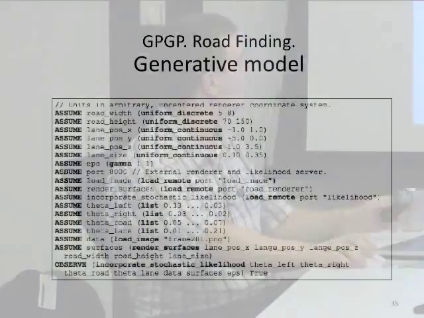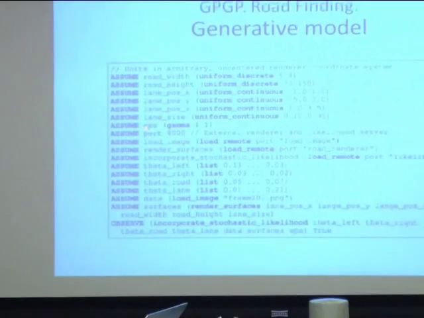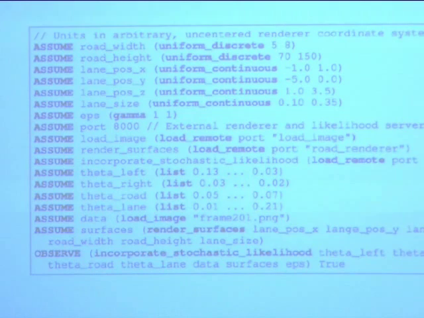Then what are you doing with the training images? How are you making use of them? You use the color code book. Yes. So here, this is a generative model for one test image. We are interested to infer road width, road height, lane positions, lane size. And we are provided with these color histograms from the terrain image.